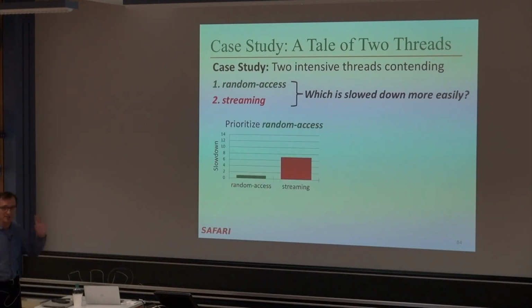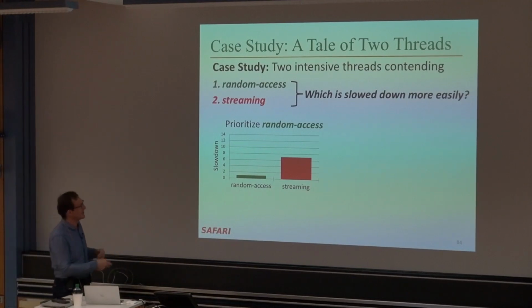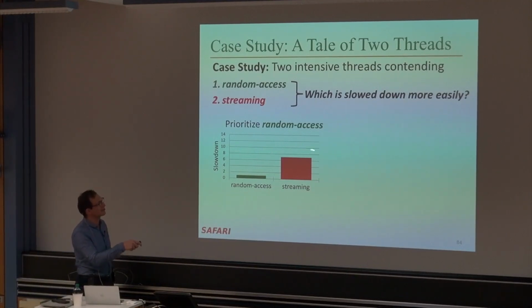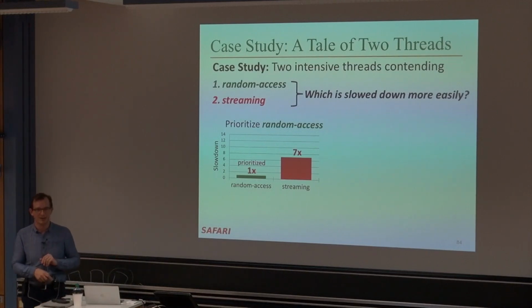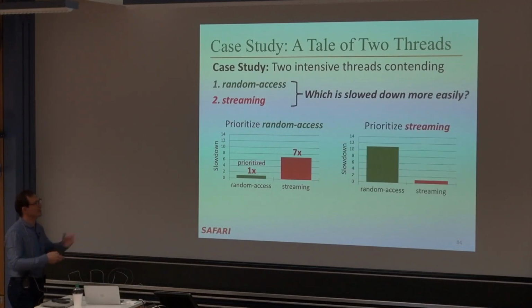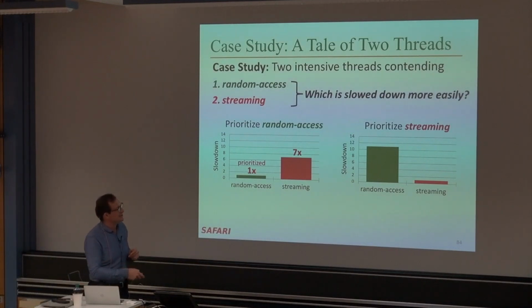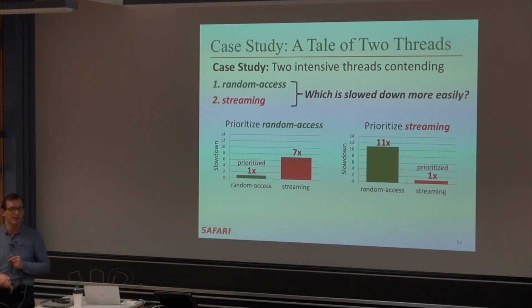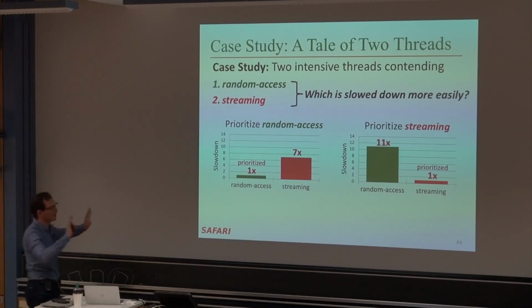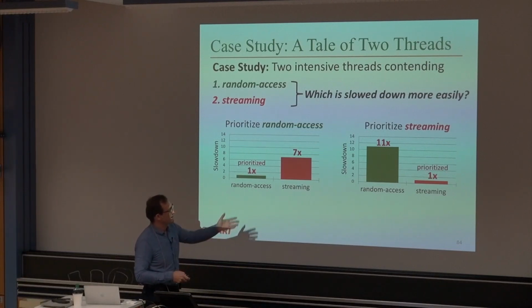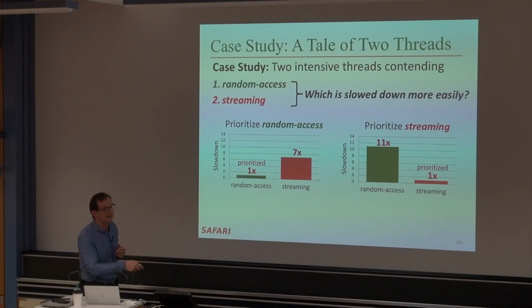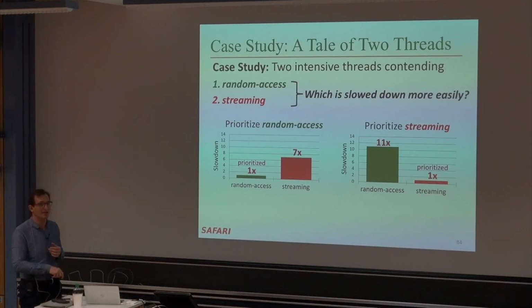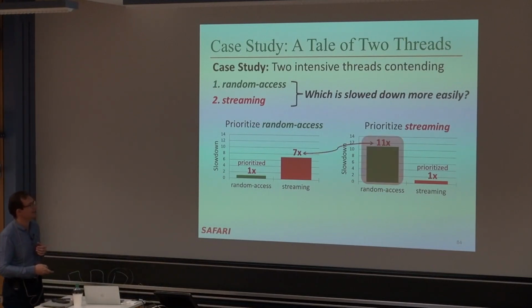So if both of them are extremely memory intensive, and if you prioritize a random access thread, clearly it doesn't slow down that much. Its slowdown is 1, but the streaming thread slows down by about 7x. Okay, you think this is bad, but if you do it the other way around, it's much worse. So basically, if you prioritize the streaming thread over the random access thread, the random access thread slows down by 11x, with some assumptions, of course, in simulation. Now, this is happening because the random access thread is actually much more vulnerable to interference compared to the streaming thread. The streaming thread is not very vulnerable, and we will see why.